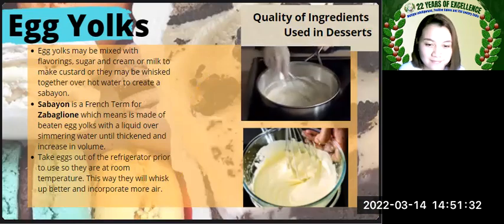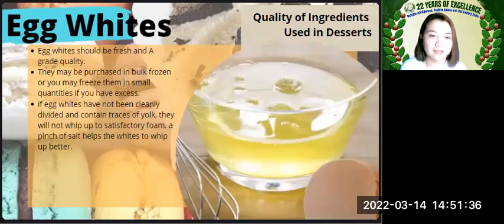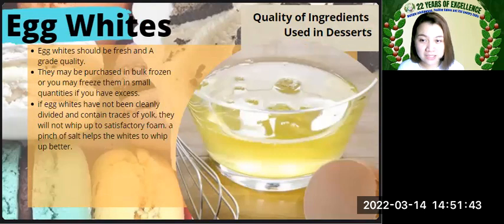We also have the egg whites. Egg whites should be fresh and A grade quality. When we say A grade, it is the freshness of your eggs. Kumbaga sa grades natin, yan yung pinakamataas, which is A. They may be purchased in bulk frozen, or you may freeze them in small quantities if you have excess.